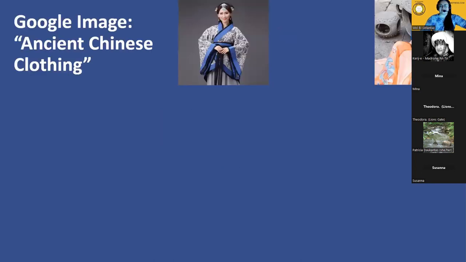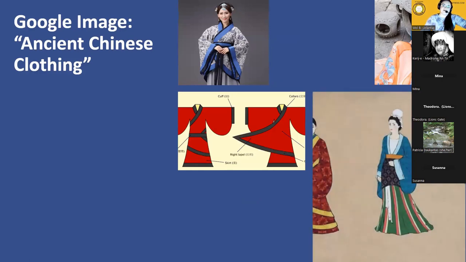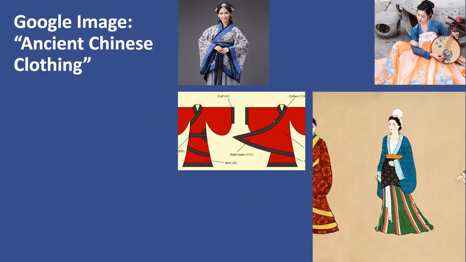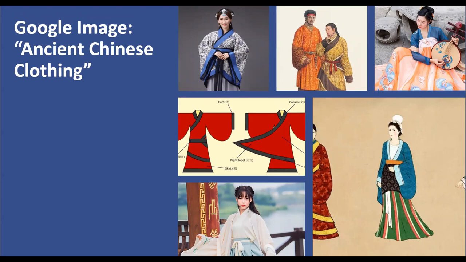So, here are some Google image results for ancient Chinese clothing. And unfortunately, all of them except for this one have very little root in reality. Some of you might think that these are acceptable attempts at pre-1600 Chinese clothing for SCA purposes. I beg to differ. I don't think they are.